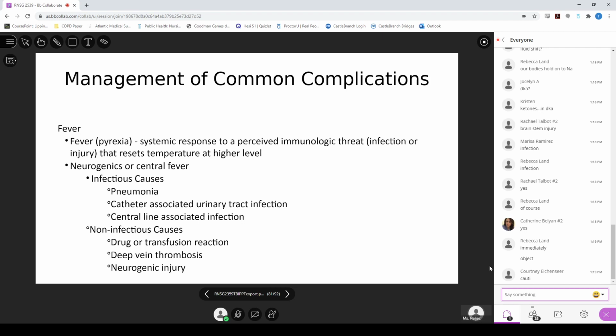So acetaminophen and cooling devices can be used. If you're going to cool a patient, you don't want to induce shivering. We talked about that with increased ICP. Some of your infectious causes are on here. You have pneumonia, catheter-associated urinary tract infection, and central line infection. You also have your non-infectious causes, which are drug or transfusion reaction, DVTs cause fever, and neurogenic injury.